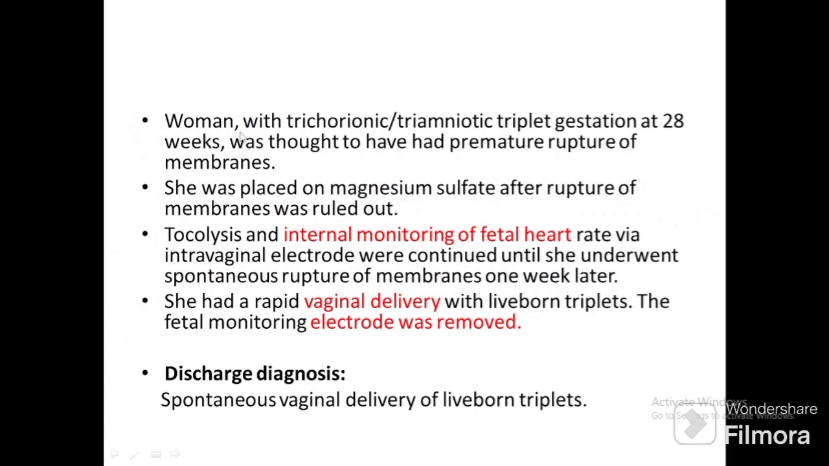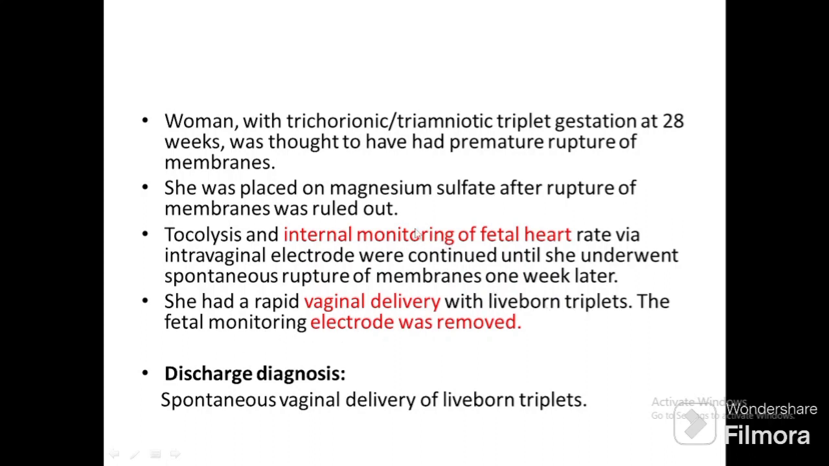Next example: a woman with trichorionic triamniotic triplet gestation at 28 weeks was thought to have premature rupture of membranes, and she was placed on magnesium sulfate after rupture of membranes was ruled out. Tocolysis and internal monitoring of fetal heart rate via an intravaginal electrode were continued until she underwent spontaneous rupture of membranes 1 week later. She had a rapid vaginal delivery with live-born triplets, and the fetal monitoring electrode was removed.